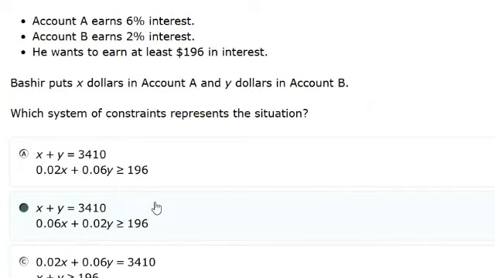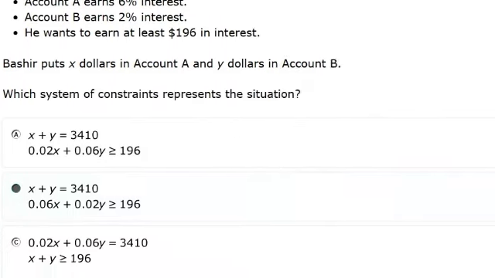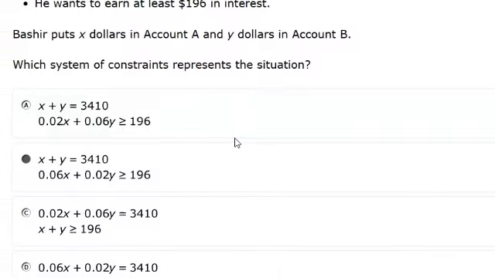Okay. See, x dollars in account A. It is given. Y dollars in account B. So for x, interest is 6%. Okay? Yeah, I meant to press this because I press like this.